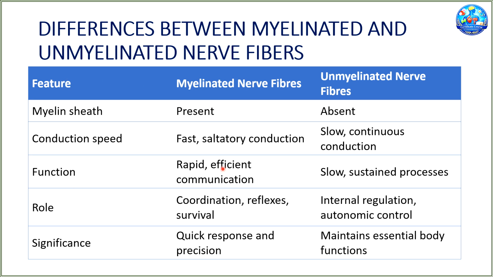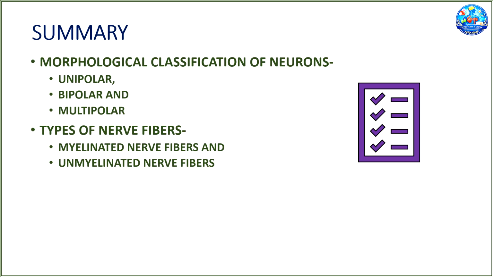Coming to the functions, myelinated fibers provide very rapid and efficient communication, while here it is a slow and sustained process. Role: these are involved in coordination, reflexes, and survival skills, while these are involved in internal regulation and autonomic control. The significance: myelinated nerve fibers are involved in quick response with precision, while here it maintains the essential body functions. So let us summarize what we have learned.